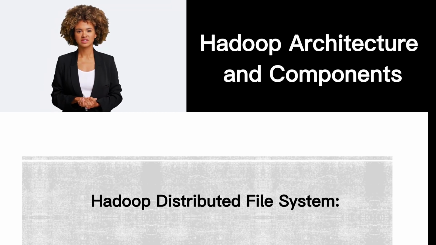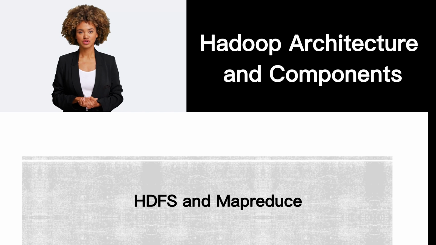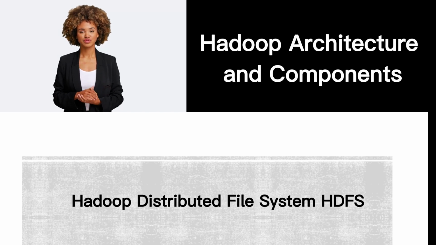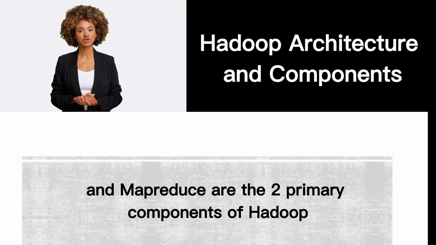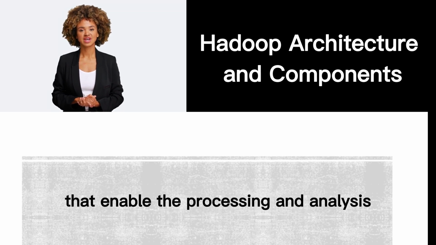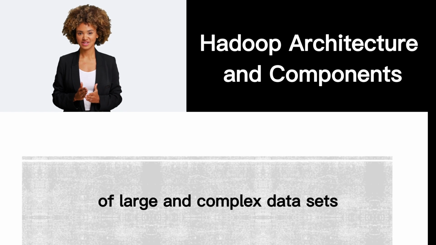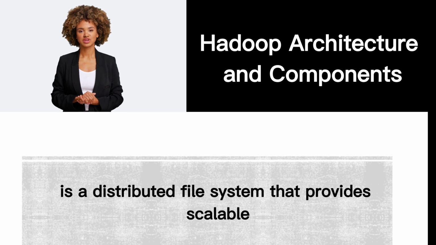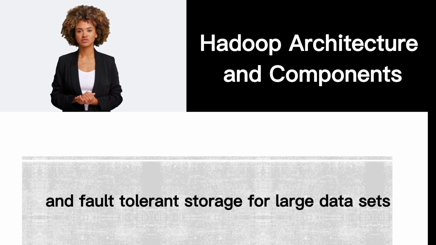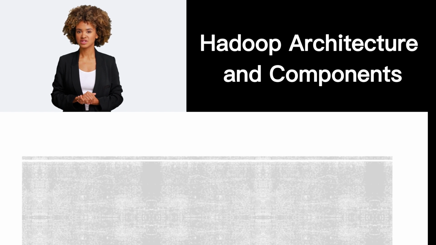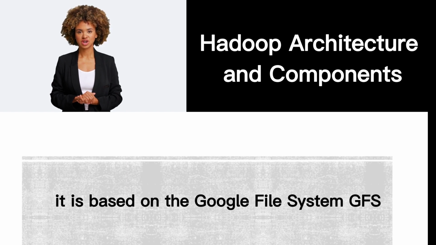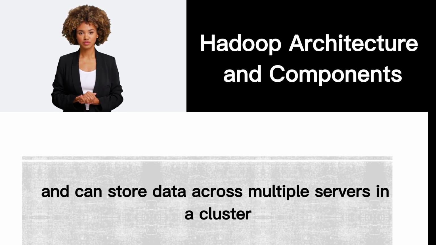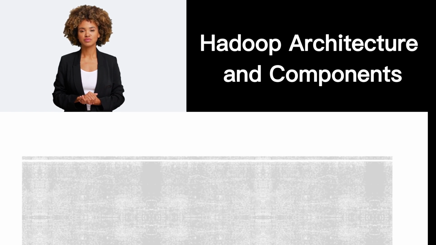Hadoop Distributed File System, HDFS, and MapReduce. HDFS and MapReduce are the two primary components of Hadoop that enable the processing and analysis of large and complex data sets. HDFS is a distributed file system that provides scalable and fault-tolerant storage for large data sets. It is based on the Google File System, GFS, and can store data across multiple servers in a cluster.